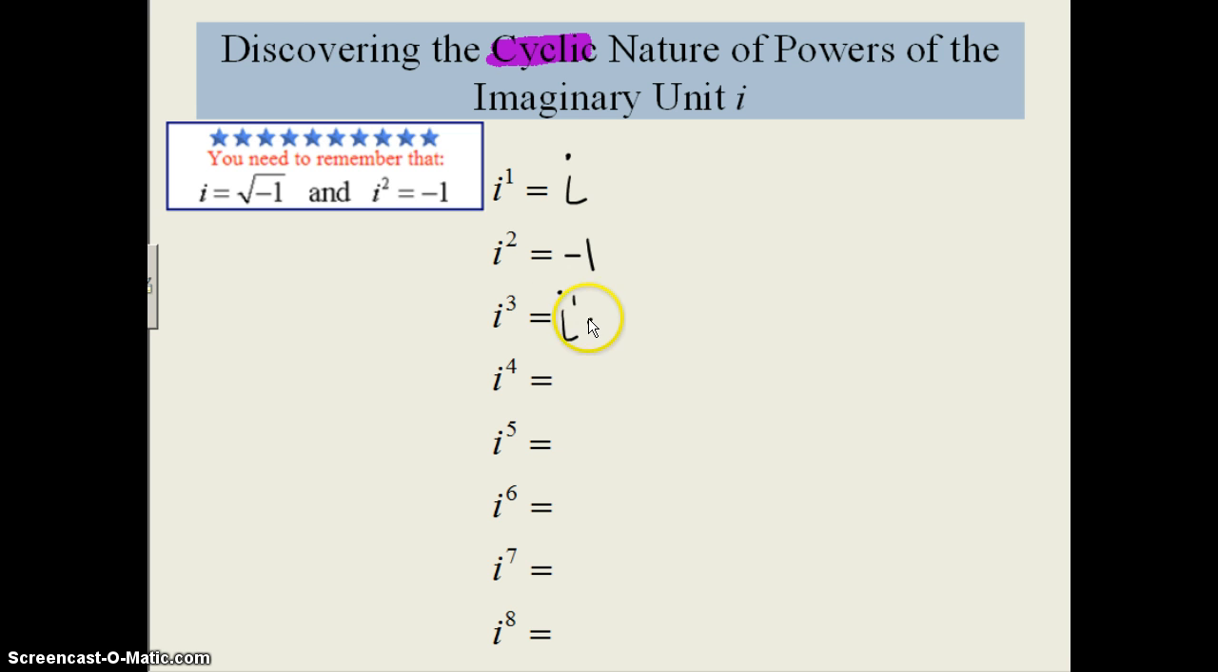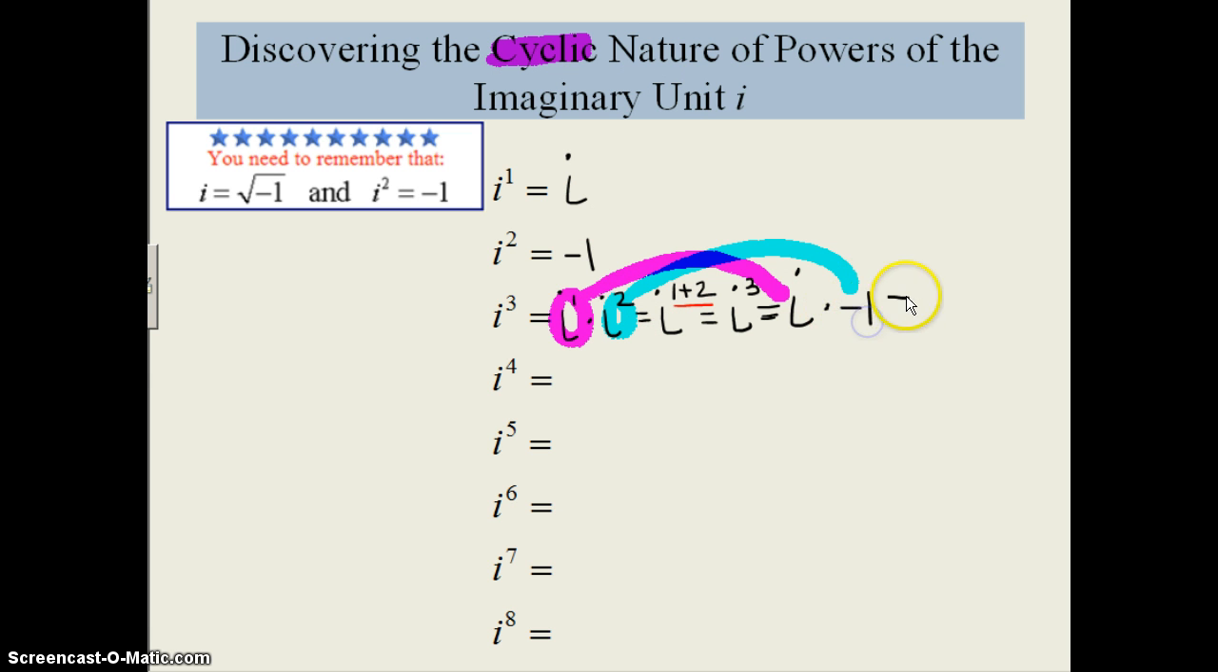i cubed can be composed of i to the first power times i to the second. And the reason why I'm breaking it up that way is because our exponent rules tell me that when I multiply powers, I should add the exponents. So i to the first times i to the second is the same as i cubed. Well, from that, we can simplify i cubed. i to the first power is just i, and then times i to the second power, which is -1, gives us i times -1, which gives us -i. Let's start highlighting our final answers so we can see the pattern emerge.